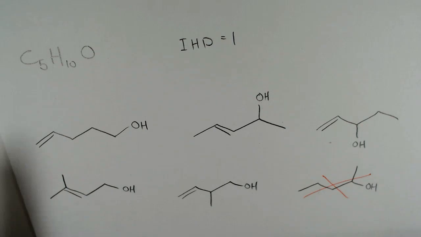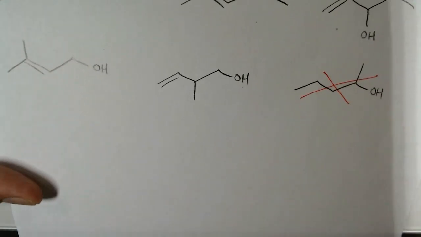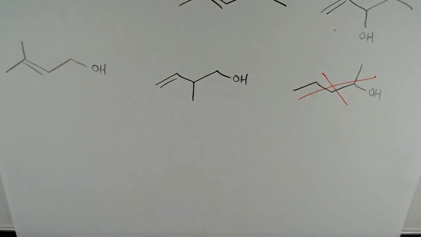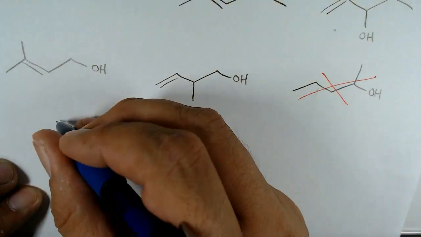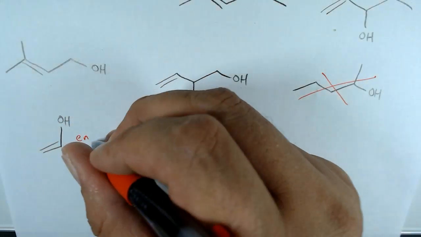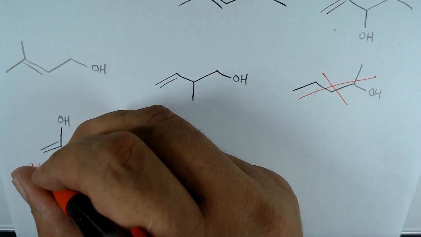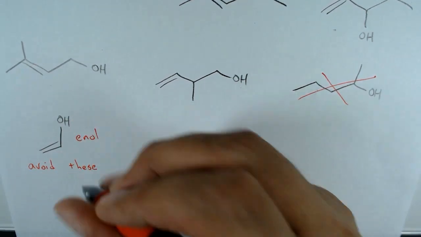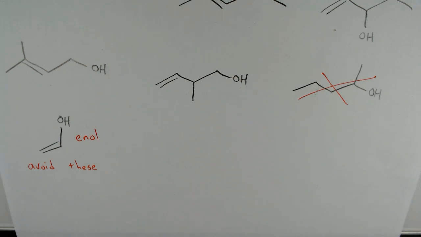I do want to go through a few more here just to show you the kind of things you want to think about. One thing you want to try to avoid is a double bond and an OH on the same carbon. This is what's called an enol, and you want to avoid these. We're going to go over it in a lot of detail next semester, but it turns out that these things do not stay in that form. They immediately become something else.